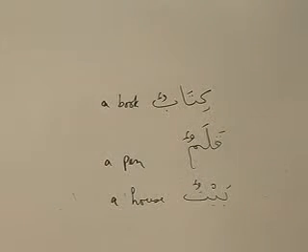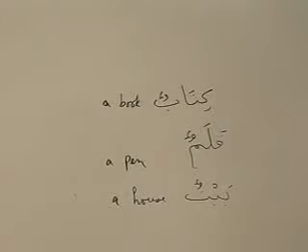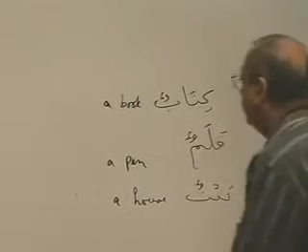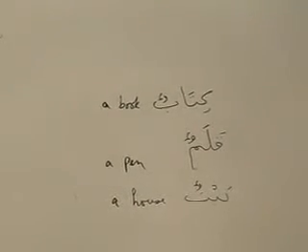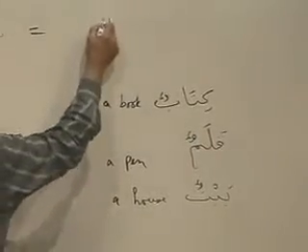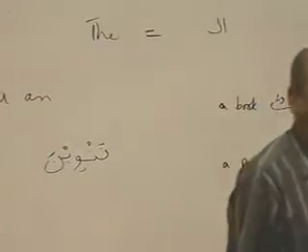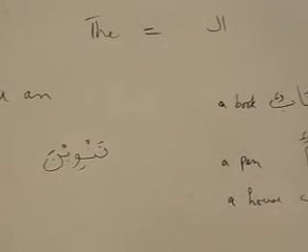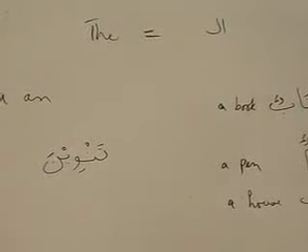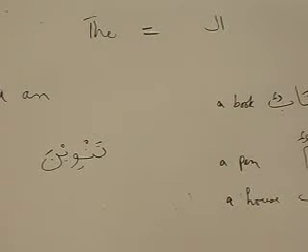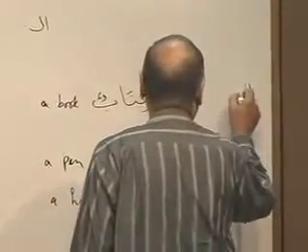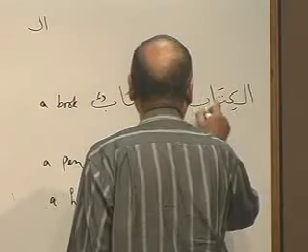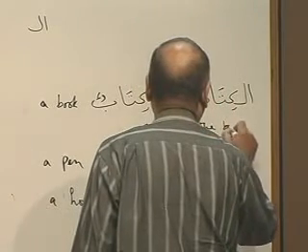And then, how do I make it definite? So, definite, which is "the" in English, we have to add al to the noun. So I want to say the book. What will I do now? Al-kitabu. I cannot have tanween. Al-kitabu. The book. Okay, brothers and sisters?